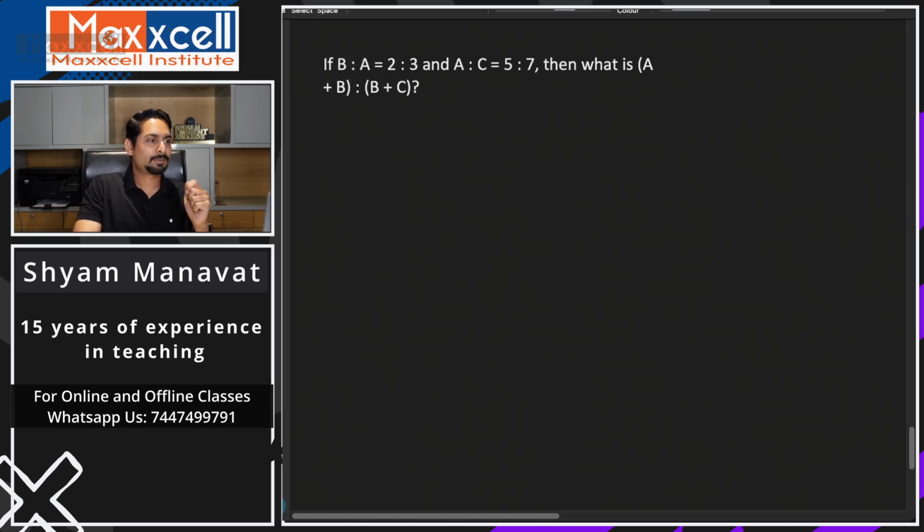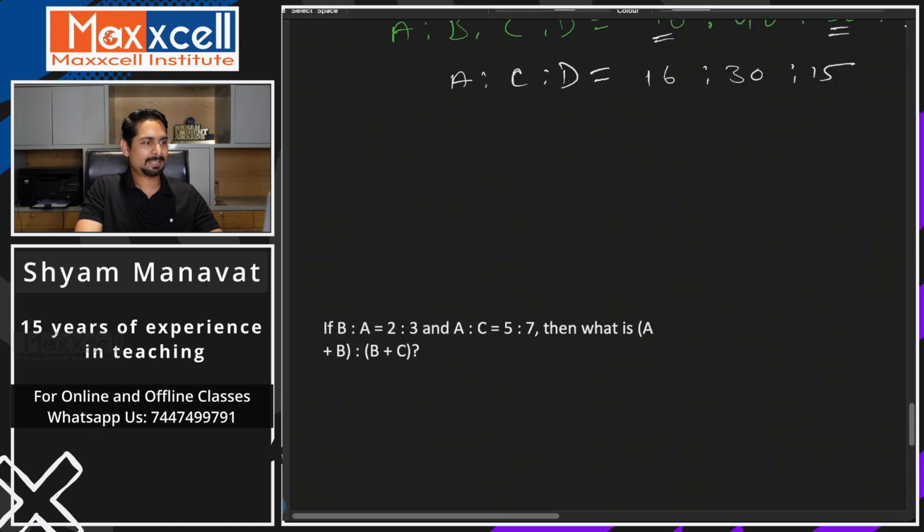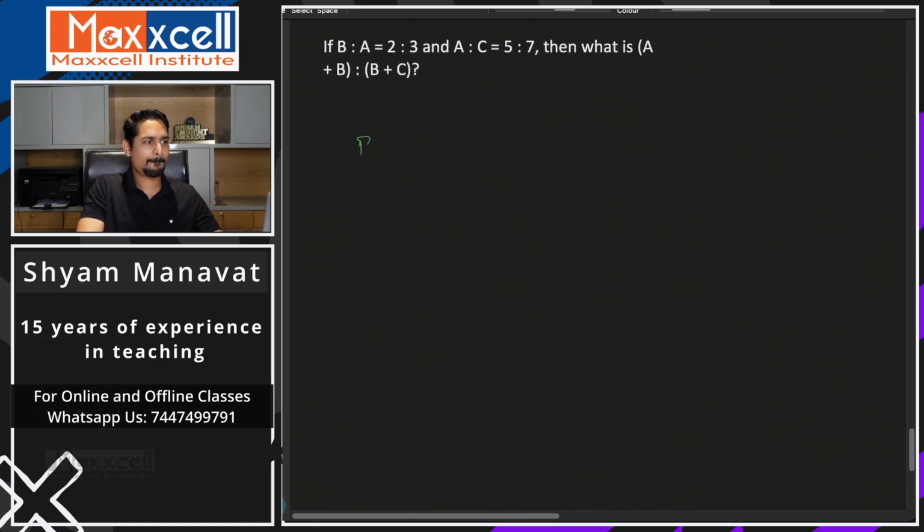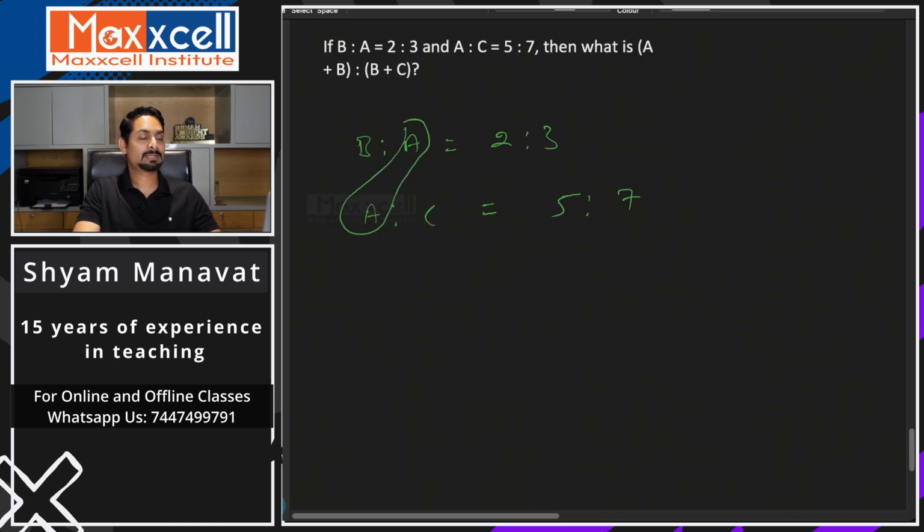All right. So let's try this together and you check whether my answer is correct or not. Well, this says B is to A equal to 2 is to 3 and A is to C equal to 5 is to 7. You need to focus on the same variables. Here the same variable is A.